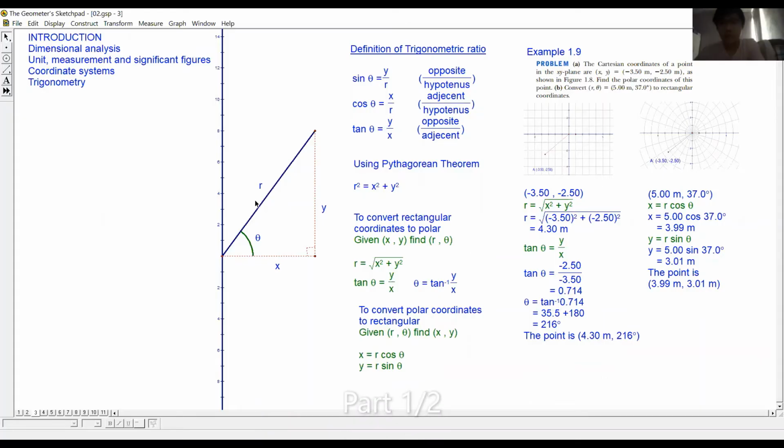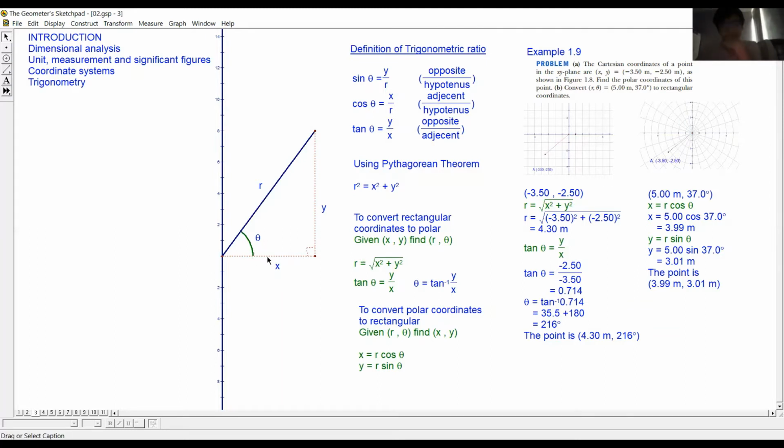In this lesson, we are looking at polar coordinates. We are given the rectangular coordinates and we are supposed to find the polar coordinates. To find the polar coordinates, you need to use the Pythagoras theorem. You use the square root of x squared plus y squared and you find the length of this r, the polar coordinate. However, we also need to find the angle with the x-axis.